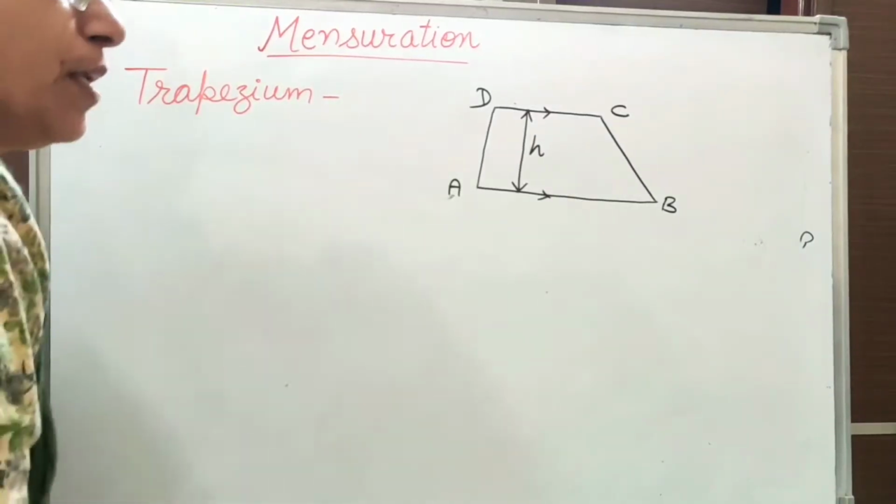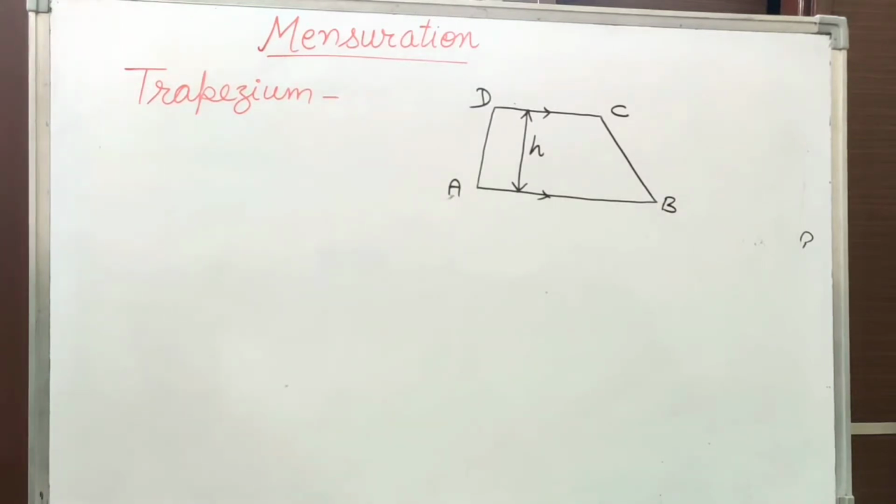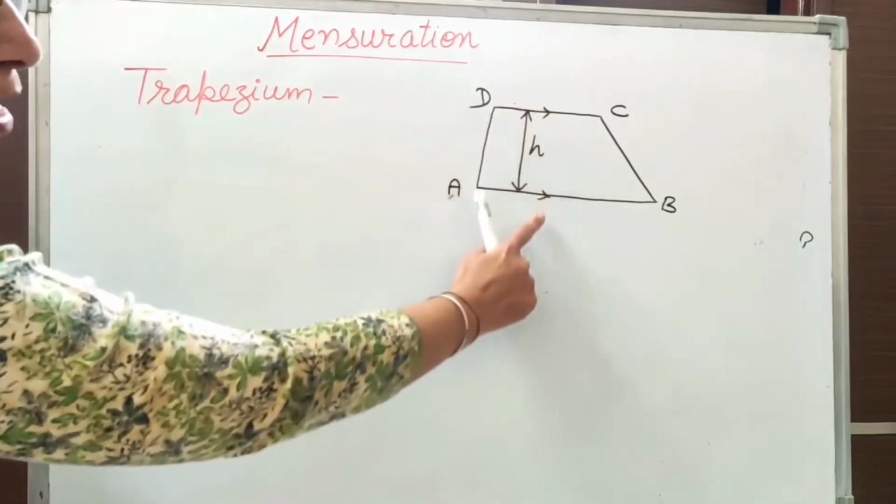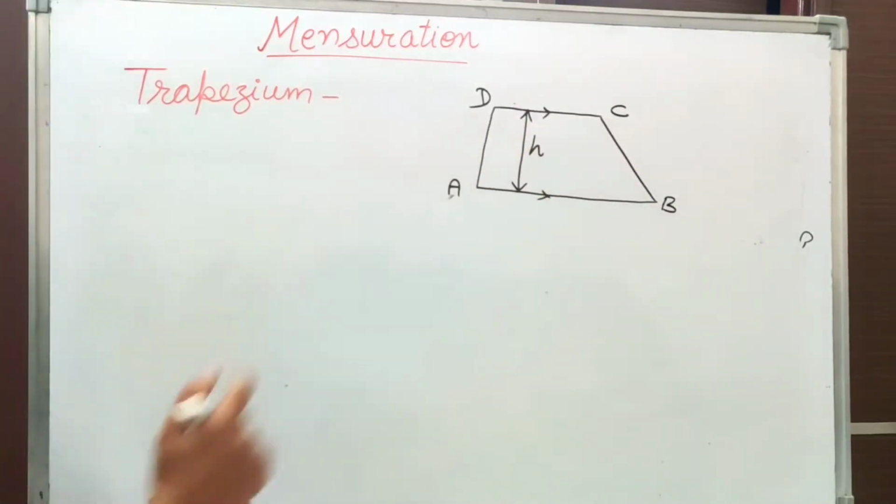Hello everyone. In this video I am taking more plane figures. Here this figure is given. It's a trapezium. A trapezium is a quadrilateral in which two sides are parallel and two are non-parallel.